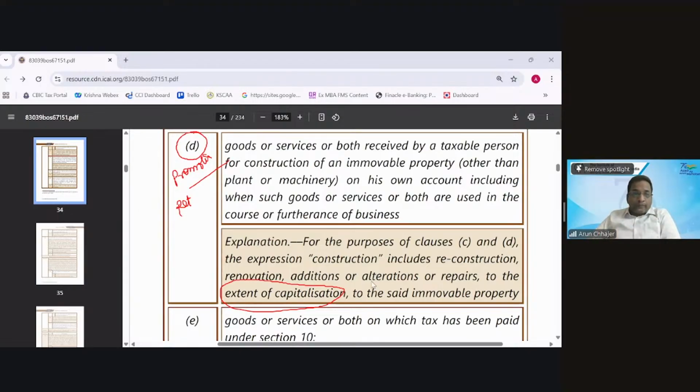Answer is no. It will not be capitalized. Geet, normally the word capitalization relates to the word, see, you will not capitalize even in the stock. So you will prepare the trading and profit and loss account. Capitalization means not carrying to the PL, directly carrying to the balance sheet.